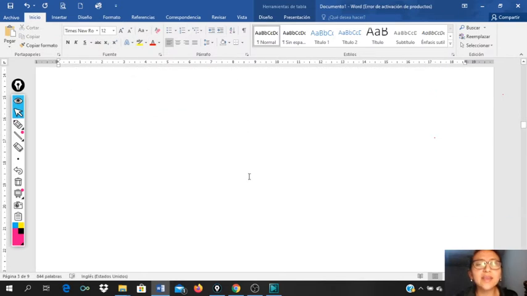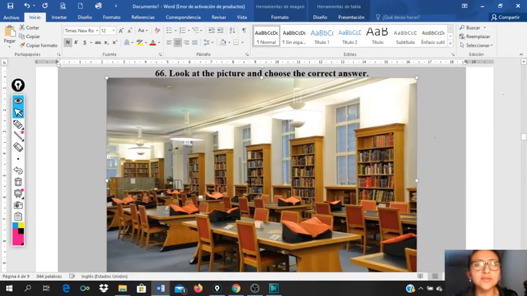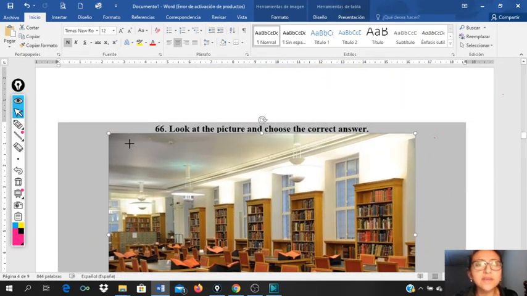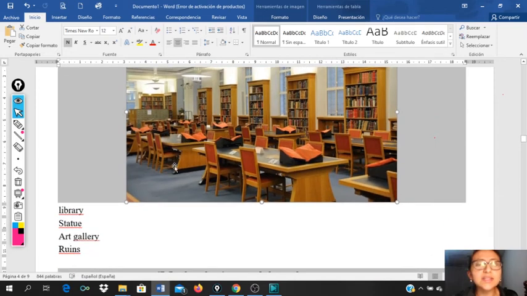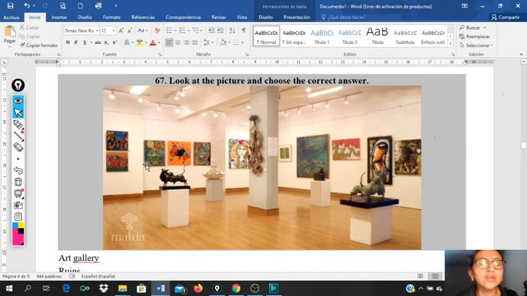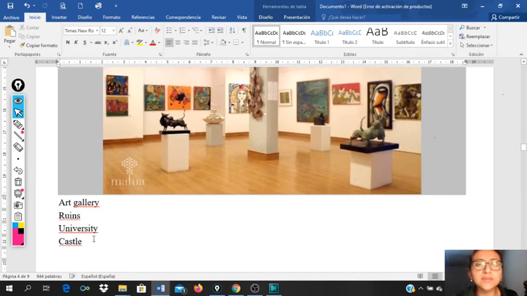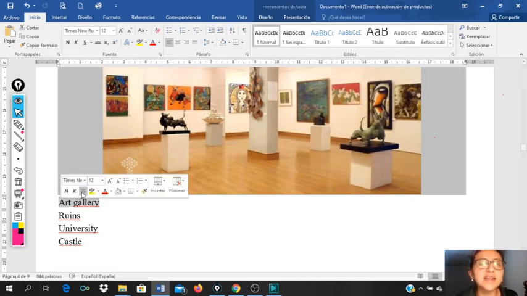Okay, in the next, we have to look at the picture and choose the correct answer. We have vocabulary about places. What is this? Library, statue, art gallery, or rooms? Very good. It is a library. The next. What is this? An art gallery, ruins, university, or castle? Very good. It is an art gallery.